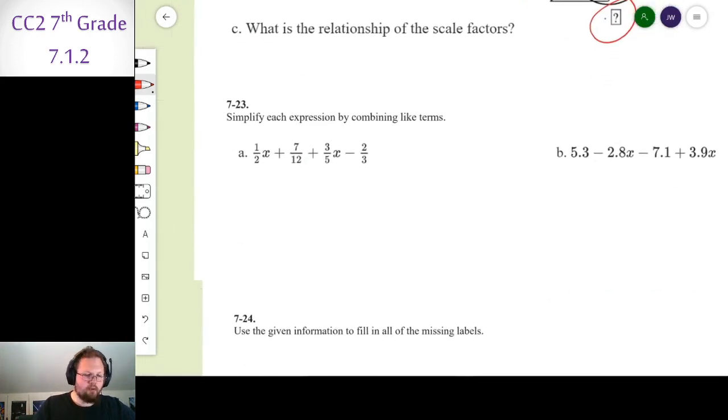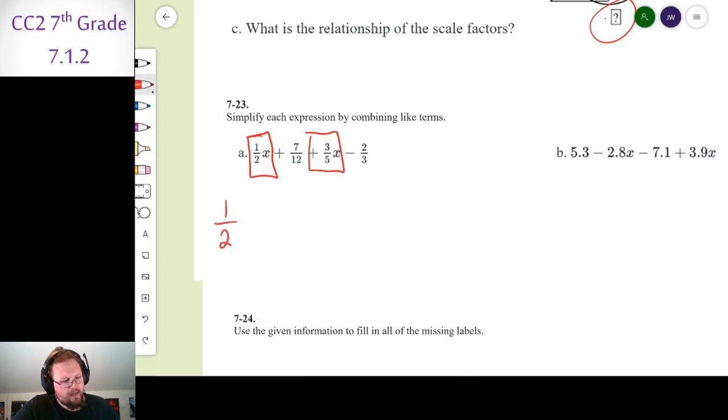7-23 looks awful, but it's not actually that bad. You are not supposed to solve these. It does not say get x by itself because there's no equal sign here. What it is asking you to do is just combine like terms. So that means I have 1/2 of an x here, and I am adding 3/5 of an x to that. I need to calculate 1/2 plus 3/5. And I do that with a common denominator of 10.